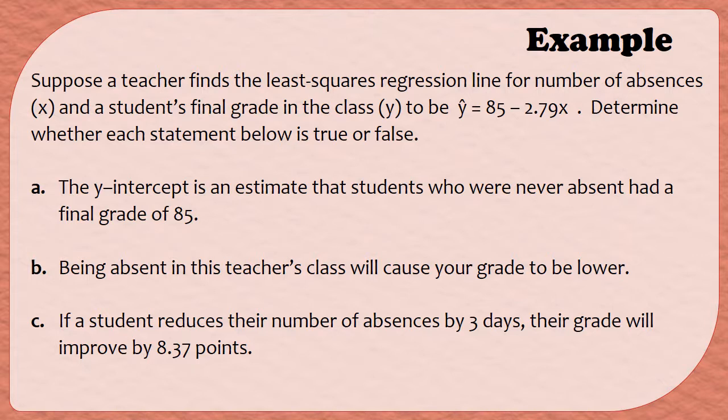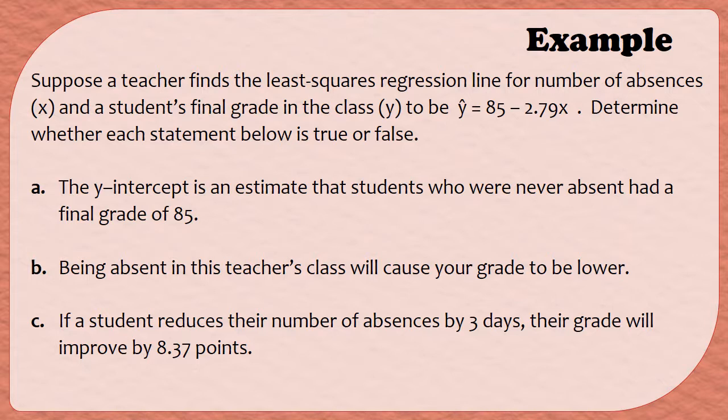Okay, so it looks like x, the independent variable, is the number of absences, and y is your grade in the class. So we're using absences to help find an estimate for a final grade. Part A says the y-intercept is an estimate that students who were never absent had a final grade of 85. In this case, remember that the y-intercept in the equation is the value that doesn't have the x beside it. So here, 85 is the number that doesn't have the x. So 85 is definitely the y-intercept. So that part is correct.